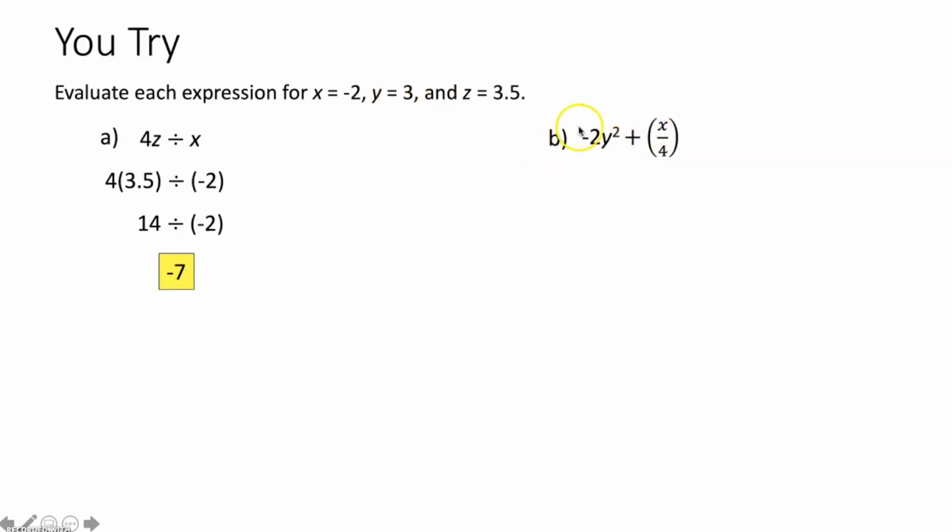Since we know y is equal to 3, we're going to plug in 3 here. Since we know x is equal to -2, we're going to take -2 and plug it in here. Then we simplify according to the order of operations, PEMDAS. So we start with P. Is there anything to do inside the parentheses? No. Yes, -2 divided by 4.